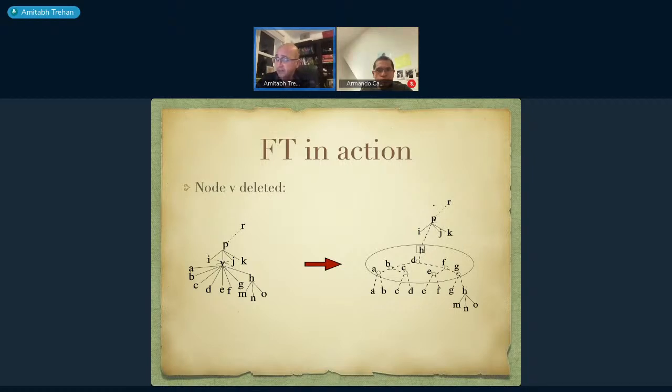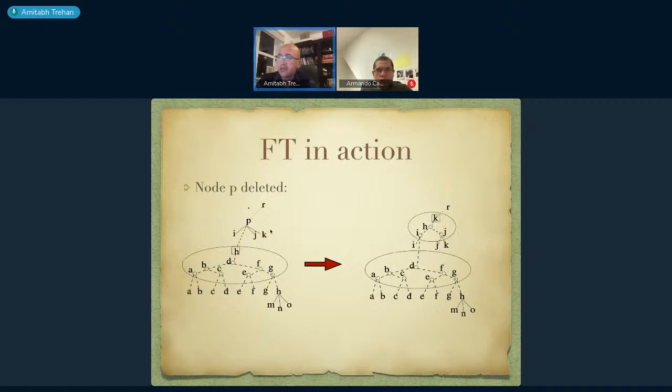Now when P is deleted, the adversary goes and deletes P, its parent. Now what will happen? P will be replaced by its children I, J, K, but also by H, because it already lost its child. Its child was V. So P has already lost its child V, so it must have some replacement, right? That replacement is given by this node H. So you see that it had 4 children before, it still has 4 children. Somehow this virtual child has come in.